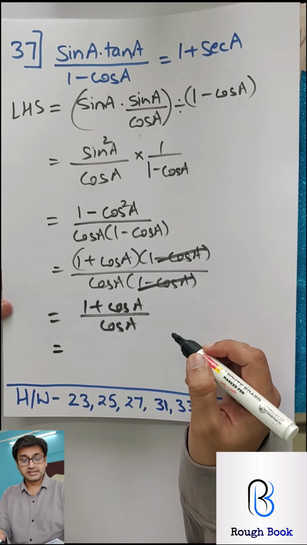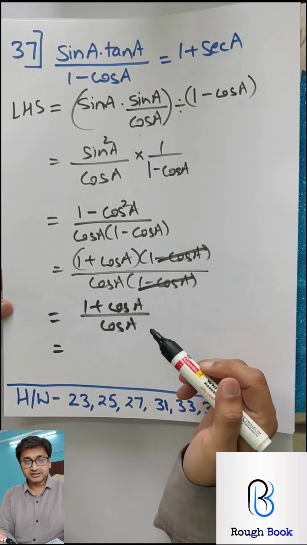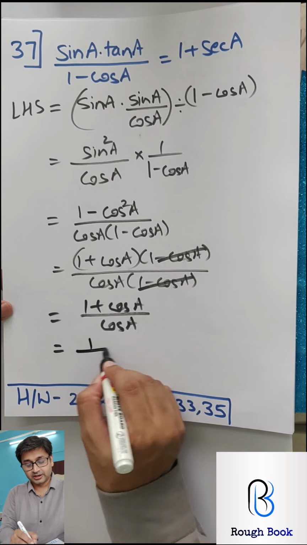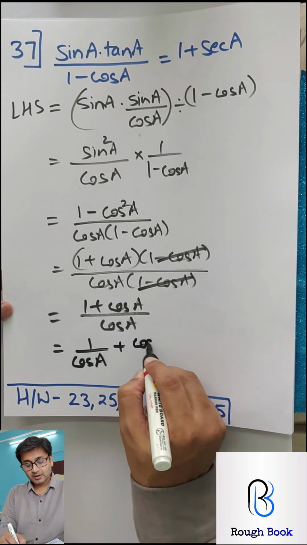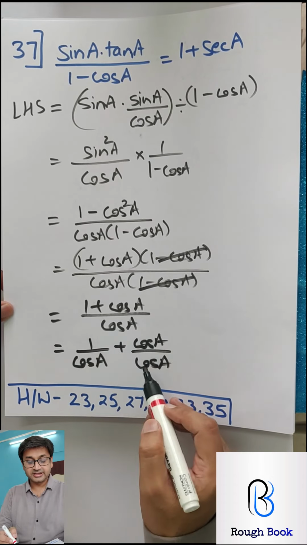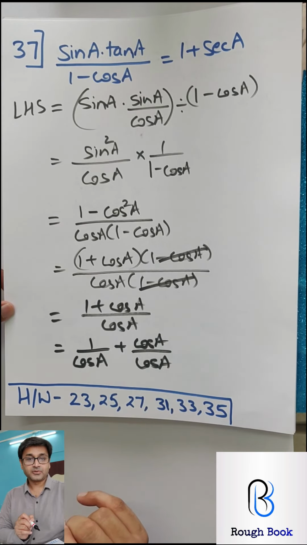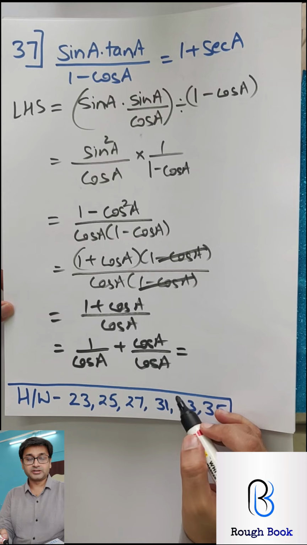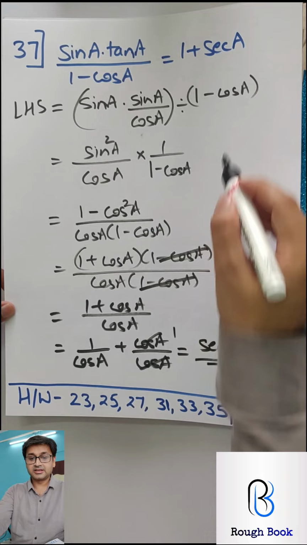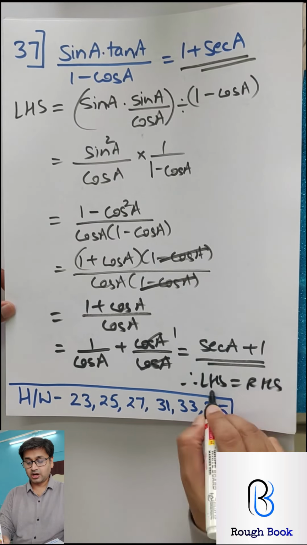This is called reverse LCM. See, basically when the denominators are same, you add the numerators and write the denominator once. Now reverse LCM, you split the denominator into two parts. So 1 upon cos A plus cos A upon cos A. I call this reverse LCM. You are reversing the LCM. See, when the LCM for this is taken, it will become 1 plus cos A upon cos A. Are you getting it? So now, what is 1 upon cos A? Sec A. Cancels. So what is left is 1. Does that now match? Yes, it does. So therefore, your LHS is equal to RHS.